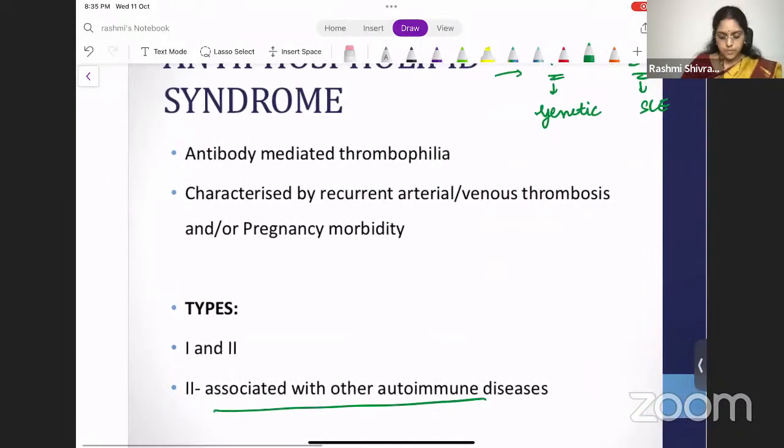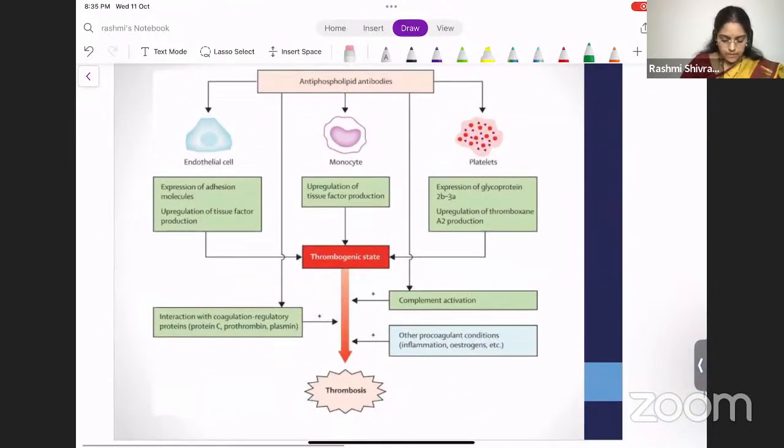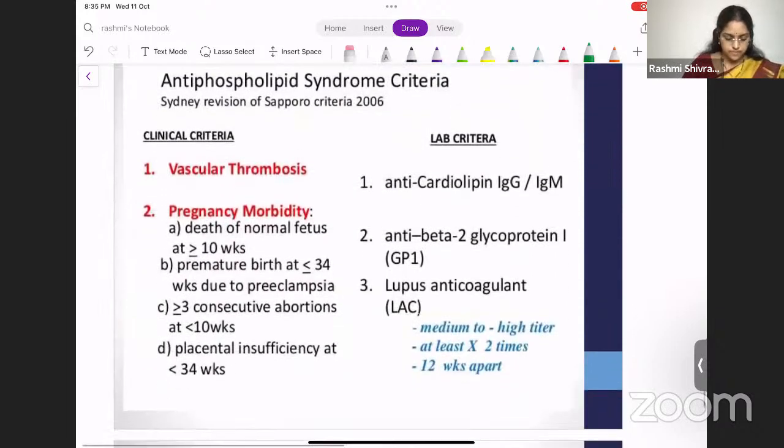So what do you note in these patients? They have a thrombogenic state. There is a high risk for thrombosis in these patients. There is complement activation, there is interaction with coagulation regulatory proteins, and procoagulant conditions will be there. So there is an increased risk of thrombosis.